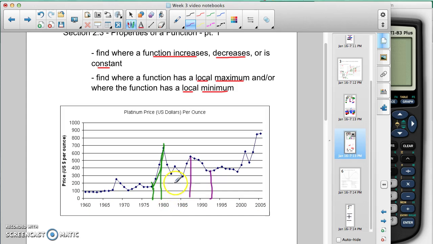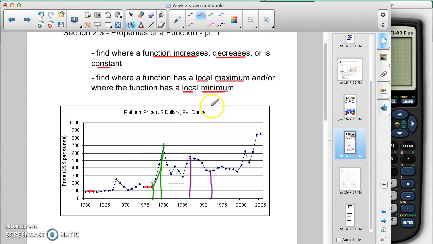Now if we're looking for constants, then we're looking for flat places in the graph. So a constant would be somewhere where it's flat. This could be constant. This looks pretty constant right here from 75 to 77. It looks pretty constant there, and maybe there's a constant right here. So there's some constant to the graph. That's increasing, decreasing, or constant.